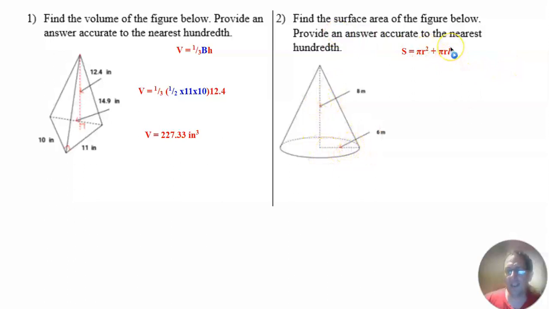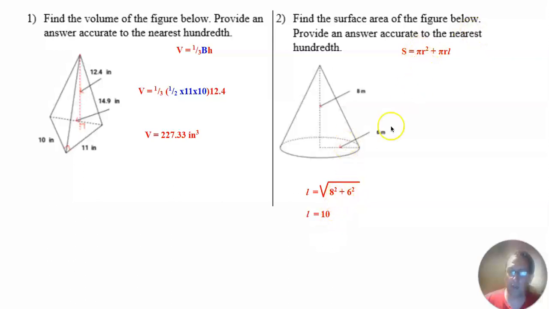And L, remember, is the slant height. That means it is on the surface of the cone. Is this 8 on the surface of the cone? No, it's not. So what are we going to do with that? Well, I've got the 8 and I've got the 6. I've got the height and the radius, and this is a right cone, so this right here is going to make a right triangle. If I know two sides of a right triangle, we can just use Pythagorean theorem to get the other side. So my slant height is going to be the square root of 8 squared plus 6 squared, which is 10. And so now I've got everything I need to plug into the formula.